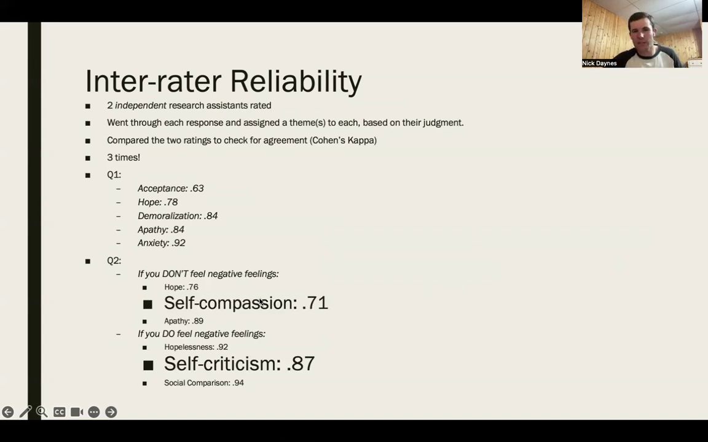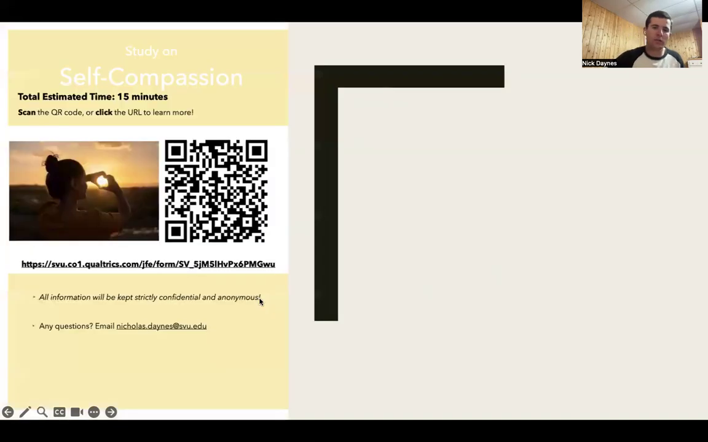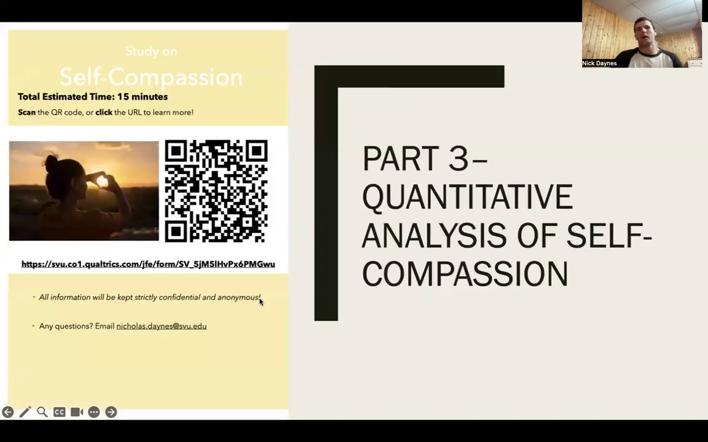So what was really interesting to me was this concept of self-compassion and its opposite, which would be self-criticism. And self-compassion could also encompass other attributes that were mentioned here, like acceptance. So I was particularly interested in that, which leads us to part 3 of this whole process, which is the quantitative analysis of self-compassion. And you may have seen this gem, this flyer here.